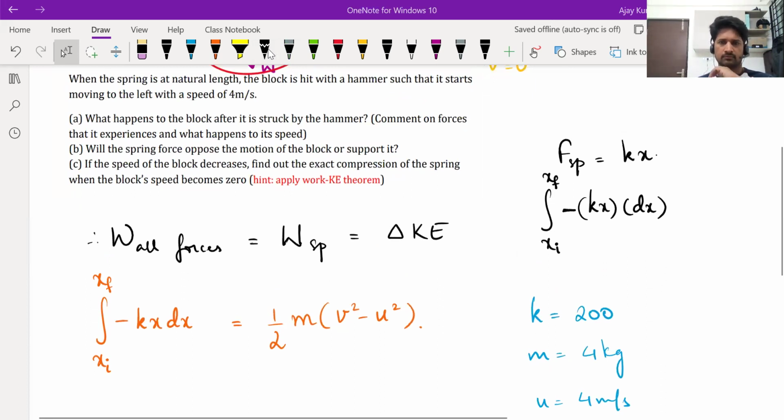Here I got x square equal to 2 by 25. X square equal to 2 by 25. It could be. We'll see.